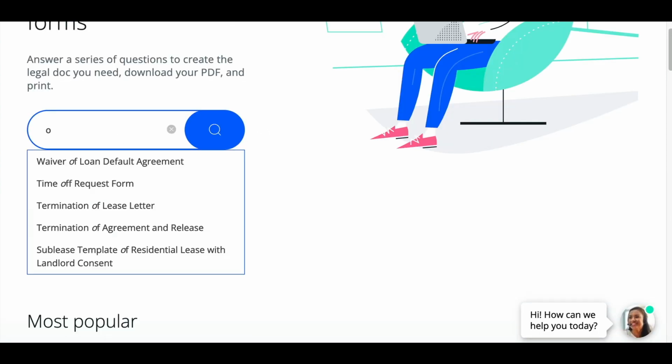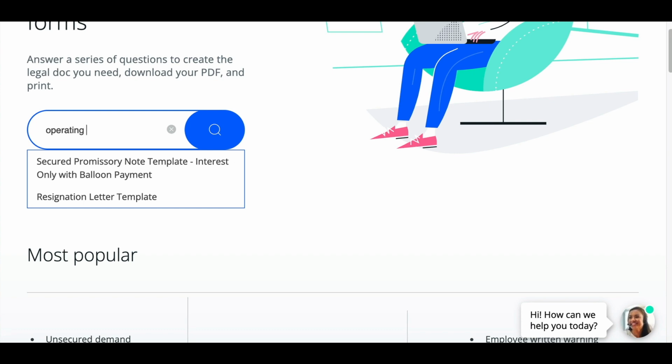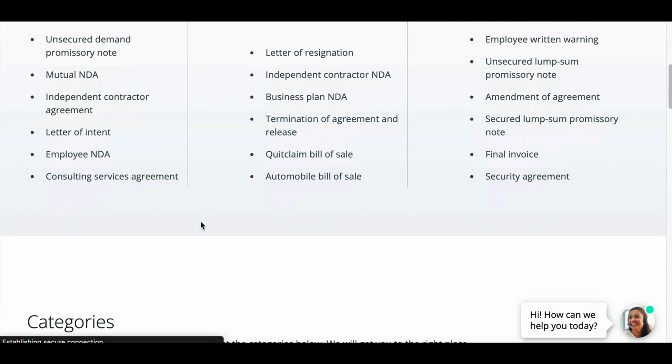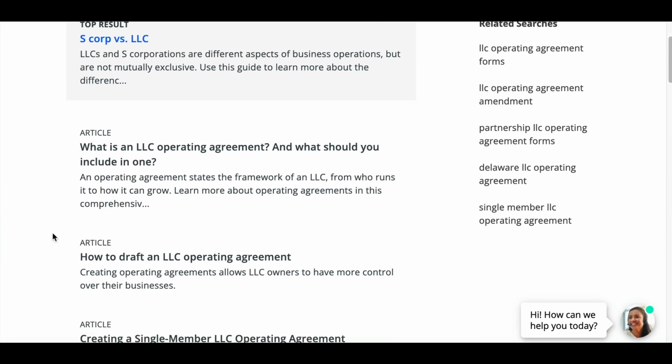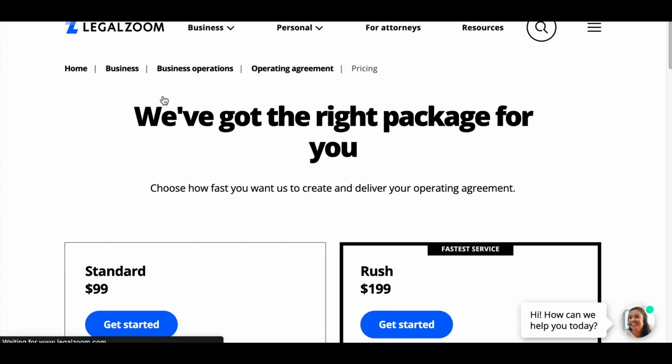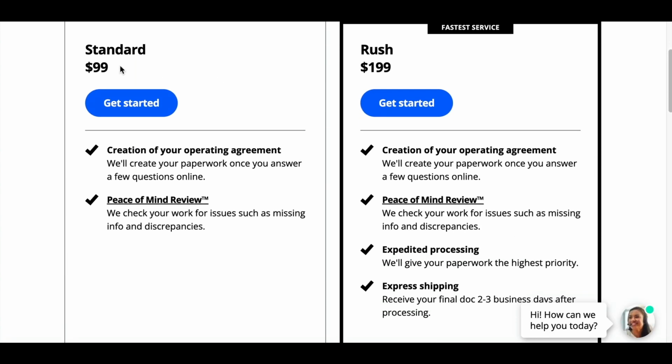Let's look at operating agreement. I don't actually see it in any of these things. All right, LLC operating agreement. Okay, operating agreement pricing. They give you two different options.